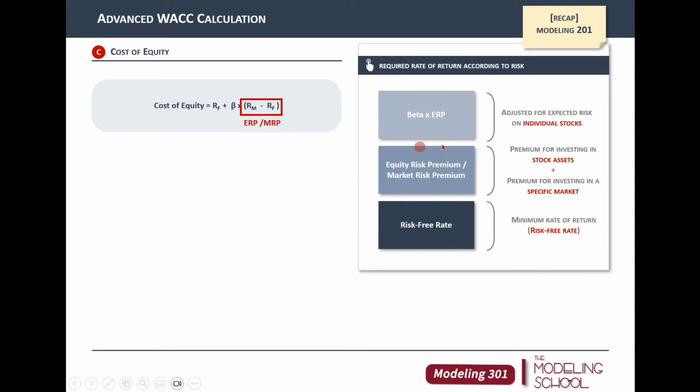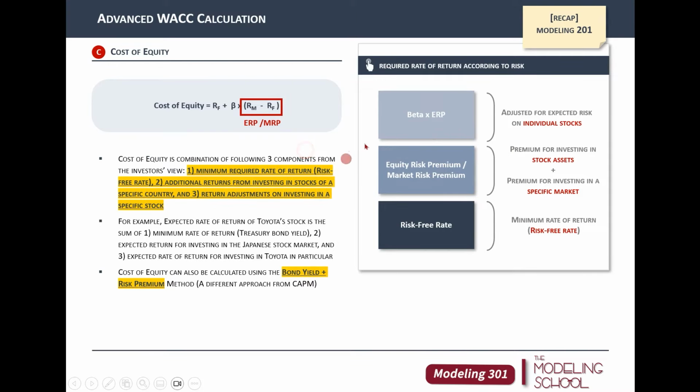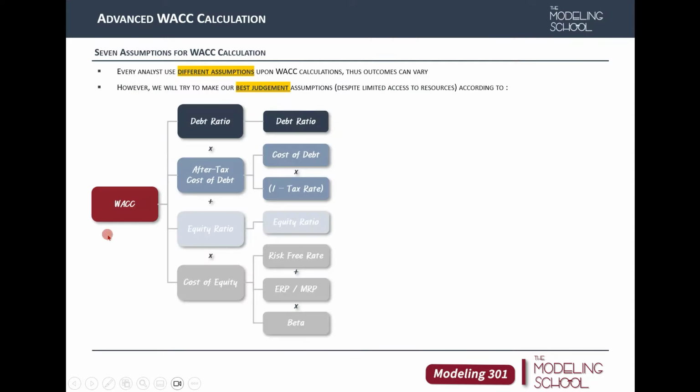And then we need to account for the individual stock's risk. So we only consider risk that is related to the company itself and the stock itself. Individual stocks have different risk rates. So that's where beta comes in. If beta is 1, it means that it has the same riskiness as the stock market itself. If the beta is 2, it means it has twice the risk of the market, and so on.